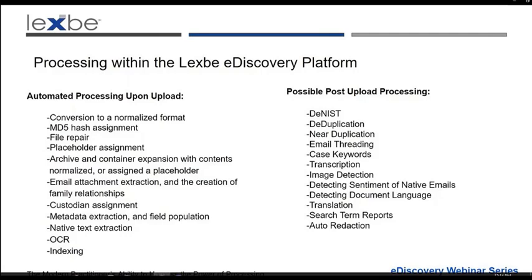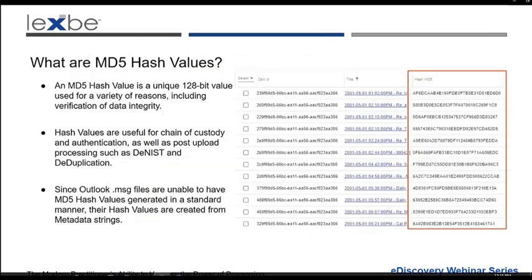Now, while I broadly explained processing steps that occur within the automated processing when data is loaded into LEP, as well as processing features that are available post-upload, at this point, I'm going to focus in on some of these steps with more detail and discuss their importance in the overall big picture of processing. Let's look at hash values.